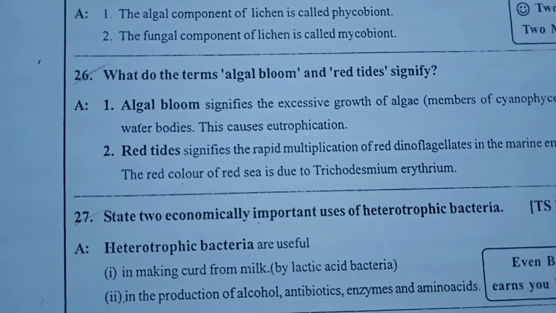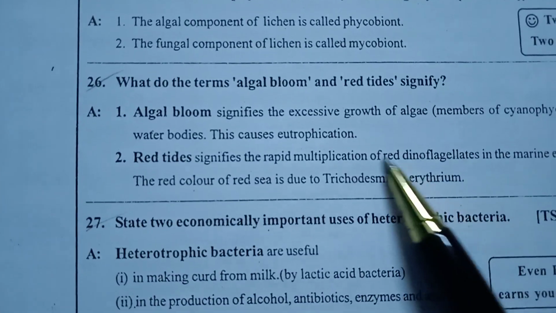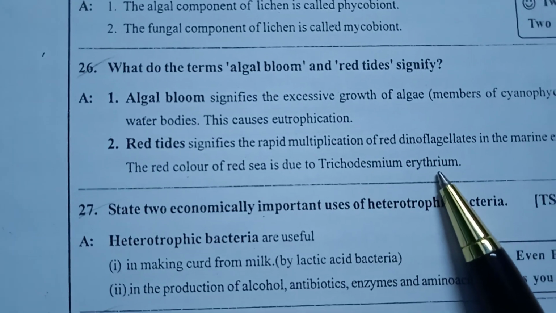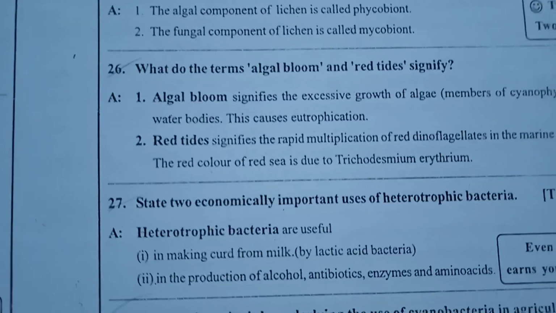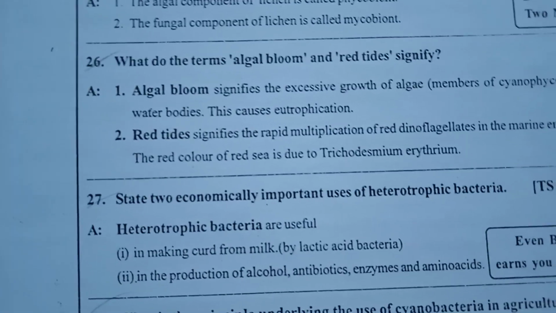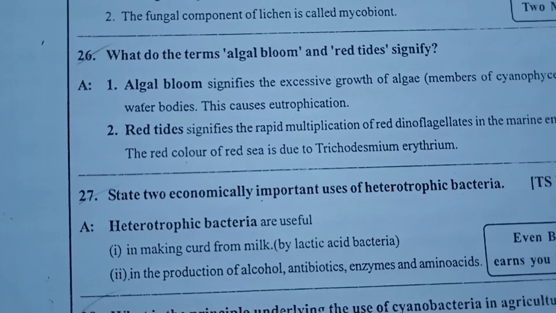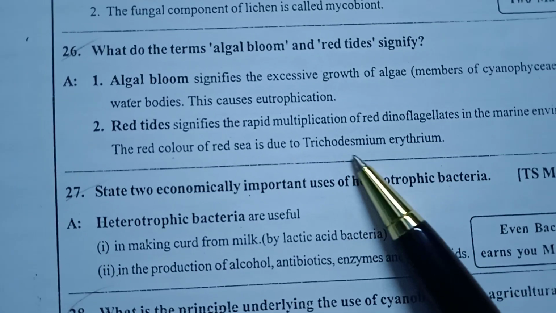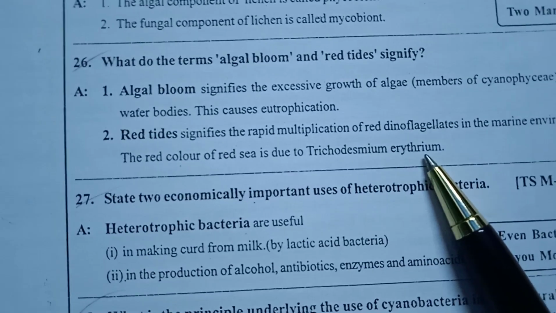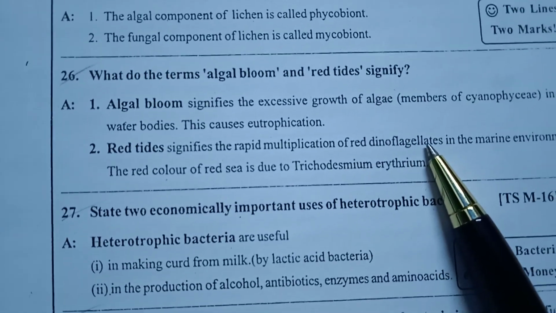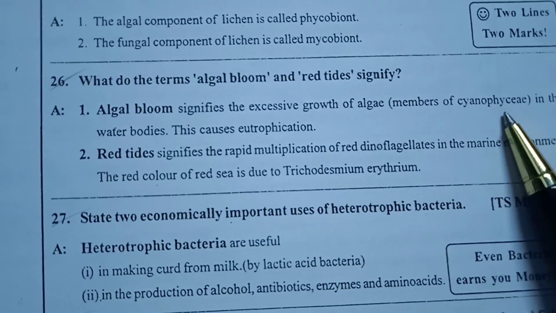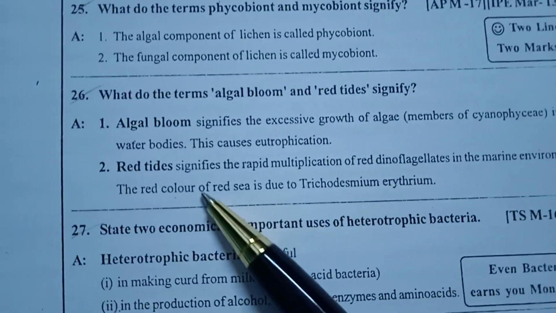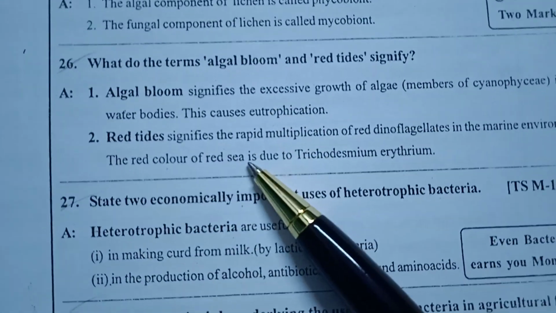The water changes into red because it contains Trichodesmium erythraeum. Trichodesmium erythraeum is a species of cyanobacteria. Red tide is also one type of algal bloom.